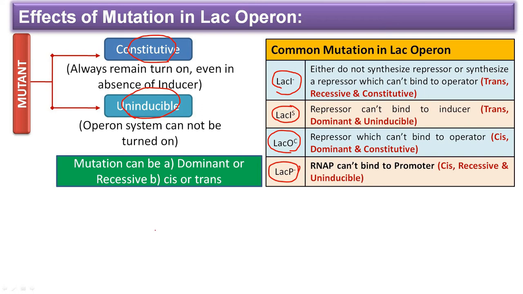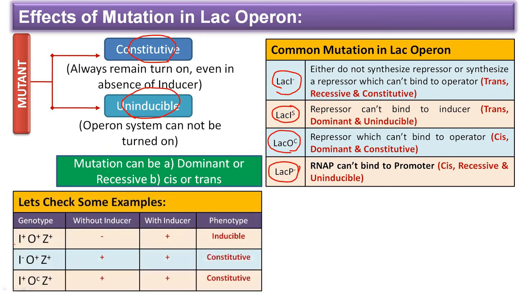Okay, let's understand the things through some examples. In the case 1, we can see here the I gene is normal, O gene is also normal, and the Z gene is also normal. So it is a normal operon system. So in case of normal operon system, in presence of lactose, the operon will remain turned on because the lactose will inhibit the repressor protein and the operator site will remain free, and the RNA polymerase will pass over to the structural gene and transcribe the structural gene Z.